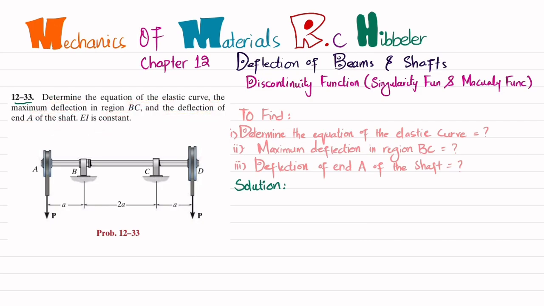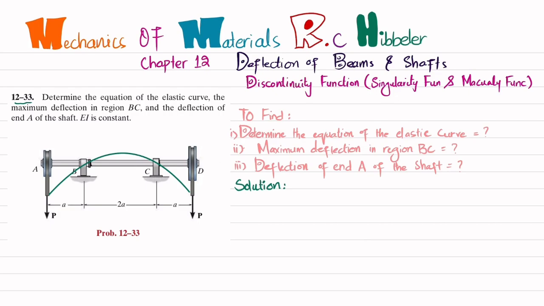EI is constant. So you can see this is the shaft. These are the bearings at B and C. And at points A and D there are two pulleys, and the force applied is given as P. So you have to find the equation of the elastic curve. It means the equation of deflection, then the maximum deflection in region BC and the deflection of end A. So due to this loading, the deflection of the beam will be like this. Okay, so it will be the deflection of the beam.